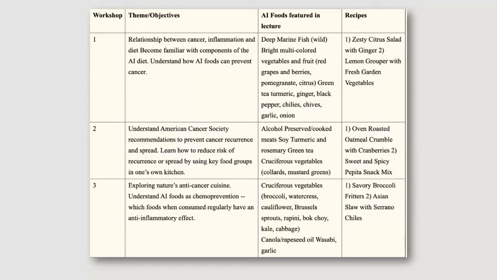So I threw this in here as well, similar to the last study, just to kind of show what the workshops focused on. For the first one, they did show kind of the relationship between cancer, inflammation, and diet. And as you can see for the foods, they threw in some different anti-inflammatory spices and foods, and then they showed them how to make these recipes to bring home with them.